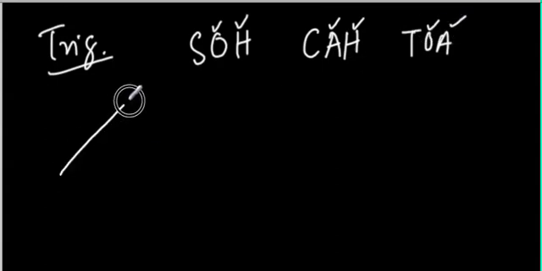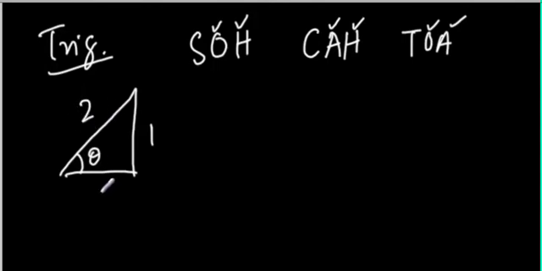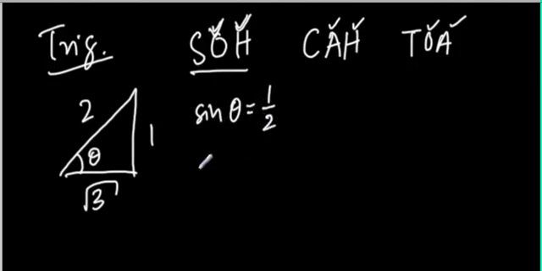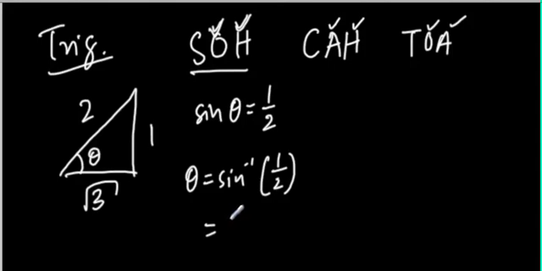For example, if I have this kind of triangle over here, and let's say this side is 1, this side is 2, and we have root of 3. If I wanted to use 1, which is opposite to this angle, and the hypotenuse, then because I have opposite and hypotenuse, I would use sine. So sine theta in this case is 1 over 2. To find theta, it's sine inverse of 1 over 2, which if you plug it into your calculator would be 30 degrees.